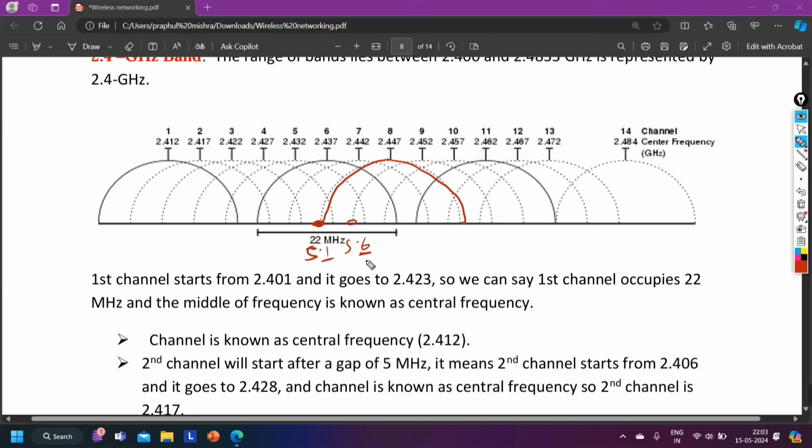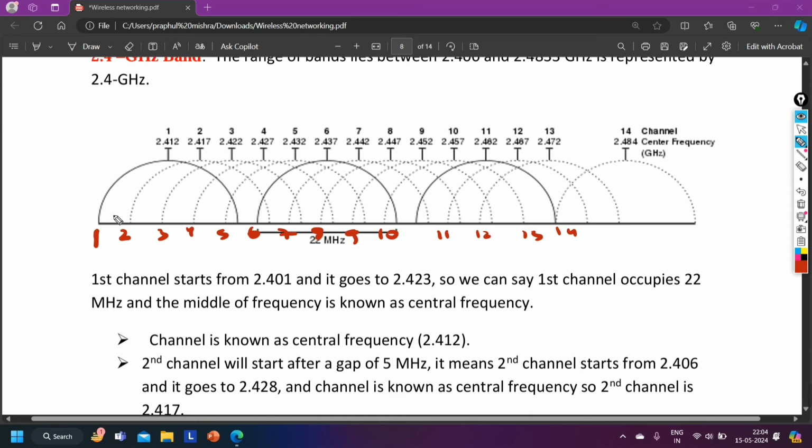After the point, whatever value you have, that is in megahertz, right? Before the dot, whatever value you have, that is in gigahertz. Okay, so now hope it is clear. Now guys, you can see over here overlapping and non-overlapping channels. See, this is channel 1, channel 2, 3, 4, 5, 6, 7, 8, 9, 10. So these are 14 channels, and all channels are known by their central frequency.